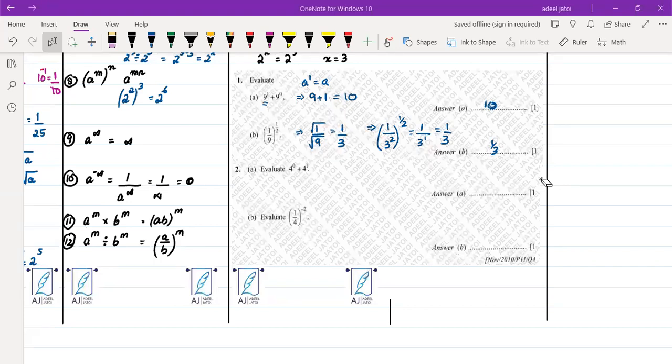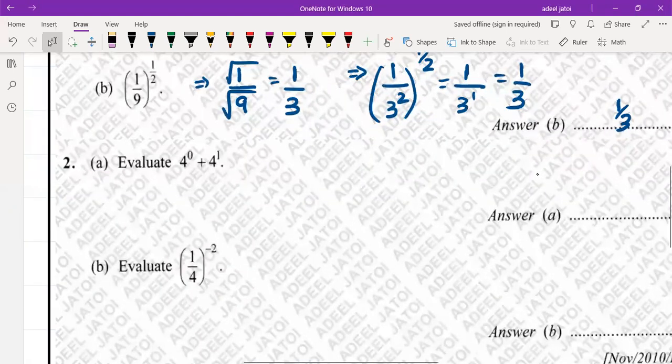Question from November 2010, paper 1-1, question number 4. It has the same type of question, which says 4 to the power 0. Now 4 to the power 0 will be 1, plus 4 to the power 1 will remain 4. So the answer for part A is 5.